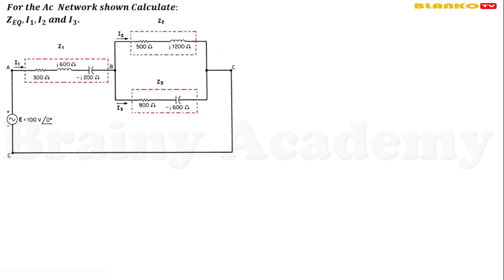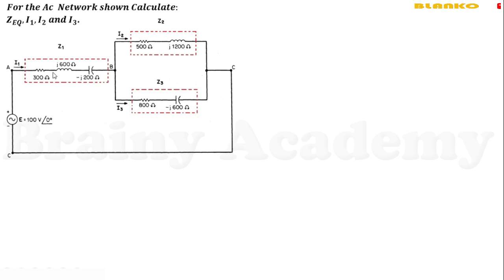So today we are going to solve this question. For the AC circuit shown, calculate ZEQ, I1, I2, and I3. ZEQ is the equivalent impedance or the total impedance, and then I1, I2, and I3.